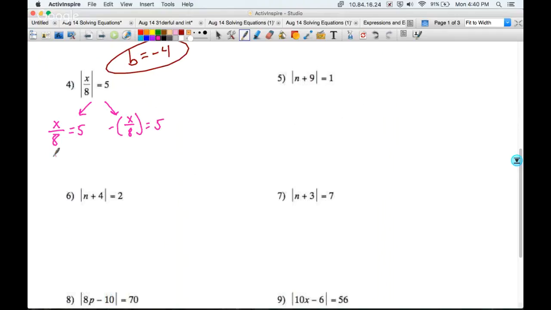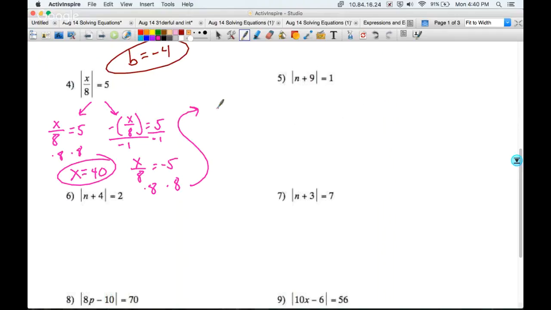Over here, I can finish solving this by multiplying both sides by 8. I get that x equals 40, one of our answers. Over here, I can divide both sides by -1, just get rid of that negative. Now I've got x over 8 equals -5. Multiply by 8, multiply by 8, and I'll get that x equals -40.